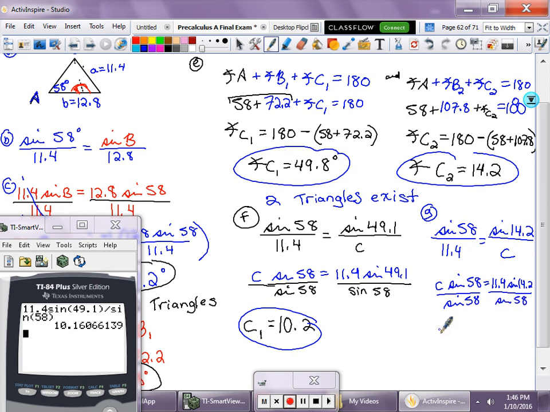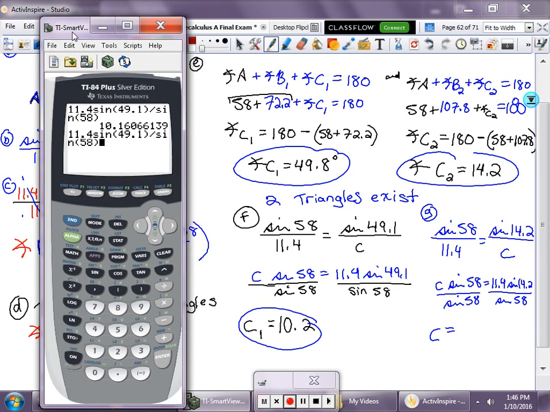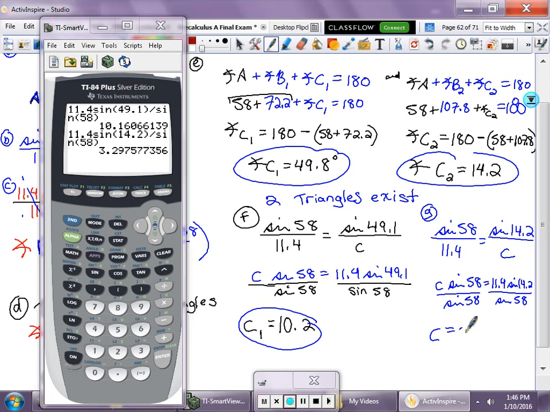And we'll have C is equal to, and we'll put this in. What's nice is the numerator is the same. So I'm just going to use my second enter feature. And then I'm just going to change the number inside parentheses, which is now 14.2. There we go. And we get our second possible C, which, rounded to the nearest tenth, is 3.0. And these are your values.